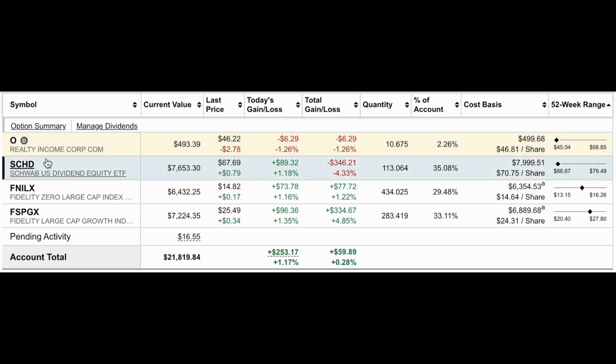So unless I start adding more to SCHD, FNILX, or FSPGX, which as you can see, I have $8,000 in SCHD, I have $6,300 in the S&P, and then I have almost $6,900 in the growth fund. So unless it's going to be more adding to these, I'm only going to go a total percentage of the account of Realty Income up to 6%. That's the max I'm willing to risk on that.